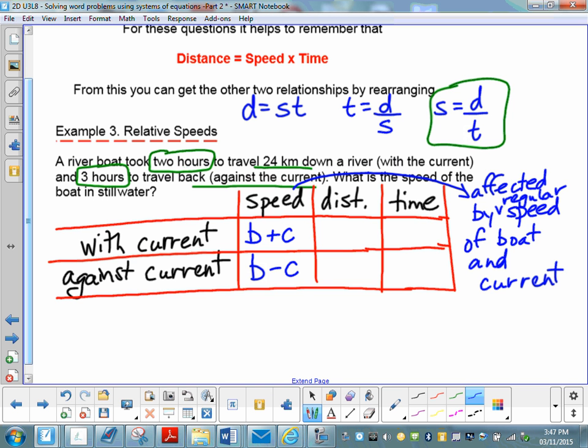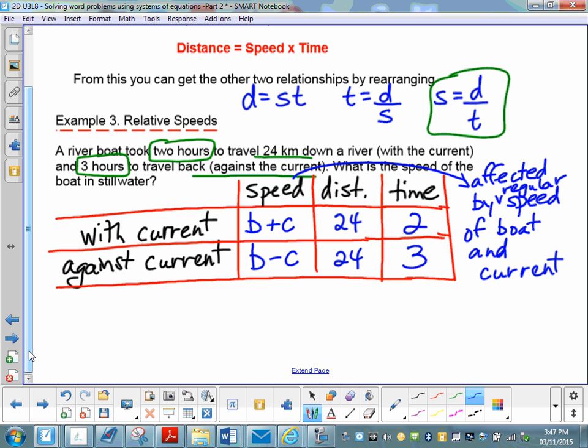And that's really the only tricky part of the table here, because the distance is 24 kilometers in both directions, 24 there and 24 back. And then the time is 2 hours with the current and 3 hours against the current.